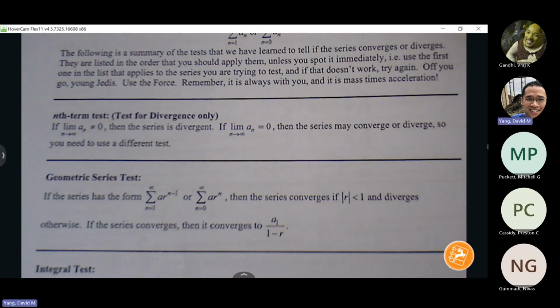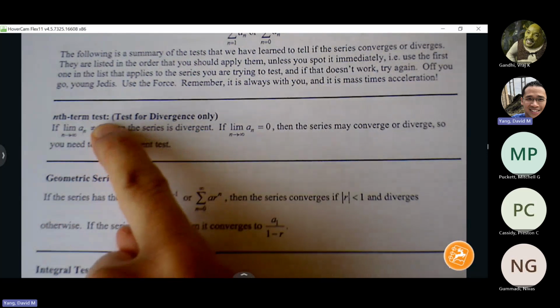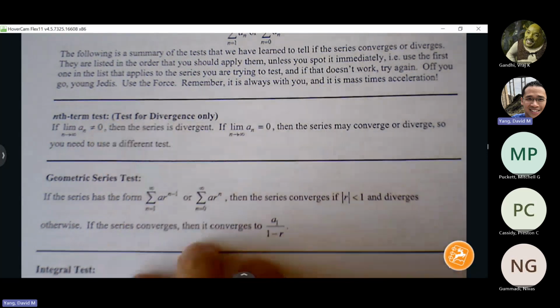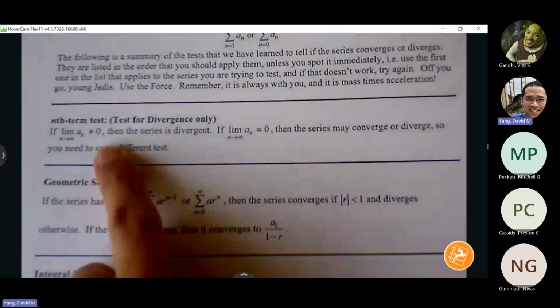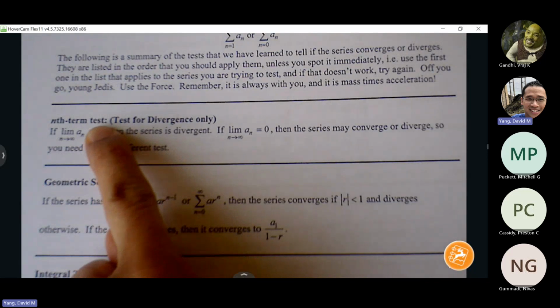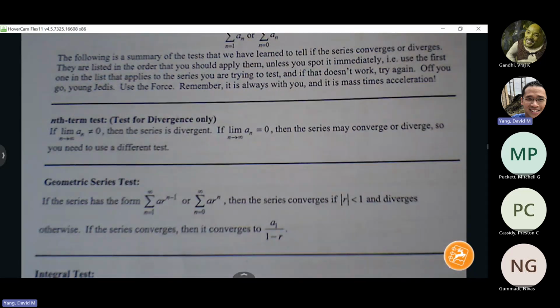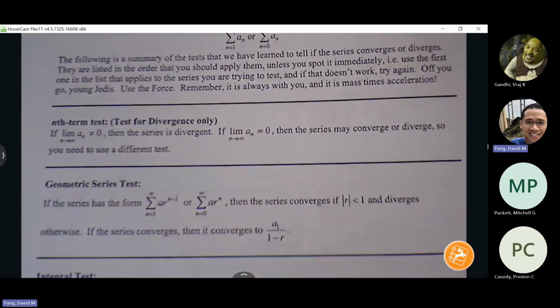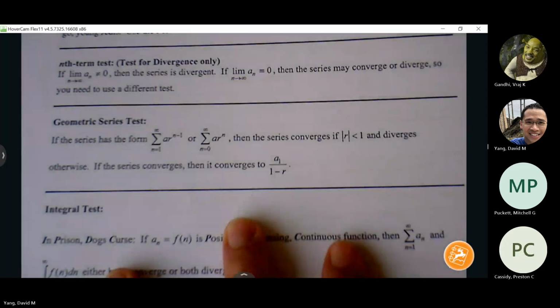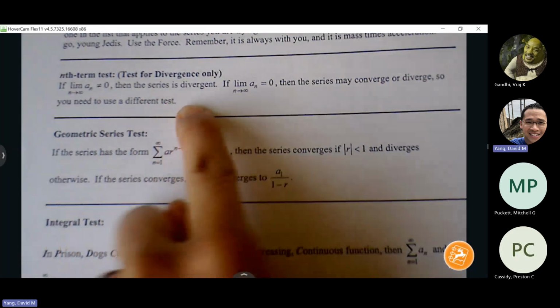Well, I think this may be a convenience thing. If you jump to another test, and if that other test works, you don't have to go through n-term test. But I'm just saying, n-term test usually is a good place to at least look at the problem and feel like, okay, is it going to not approach 0? If I can get through the problem with n-term test, then I can avoid a more complicated test. But you don't have to do it if you don't want to. But it's always a good option for your first test.